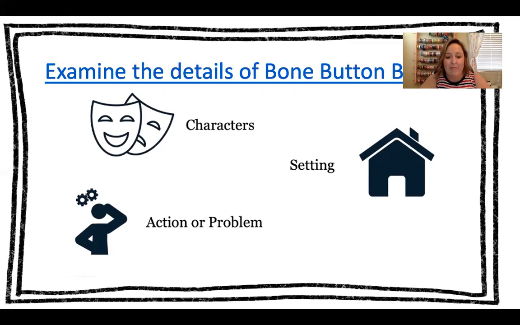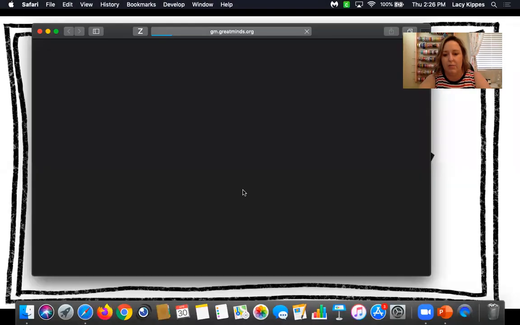Okay, and we're going to think about what was the action or the problem. What was the problem in the story, and did it have a solution? Sometimes problems don't always have a solution in our story. Okay, so I have a little video that's going to read us a few of the pages so we can look at this more closely.